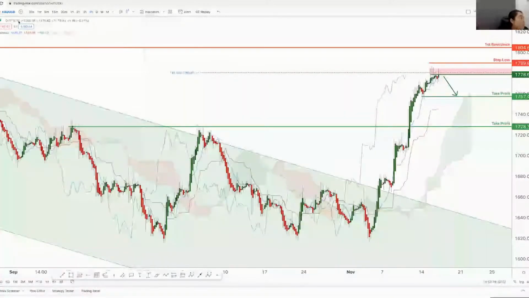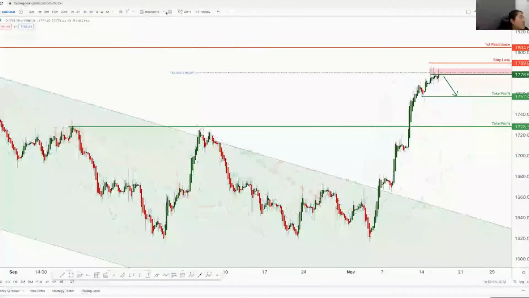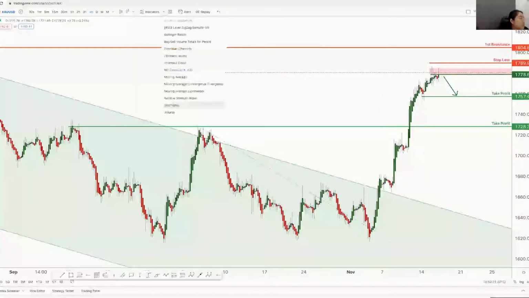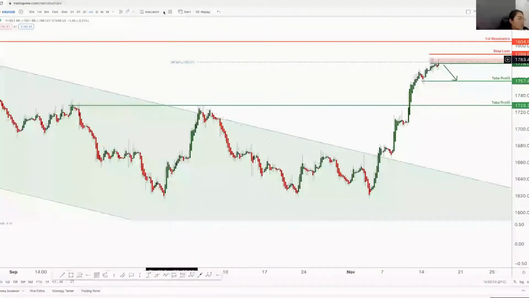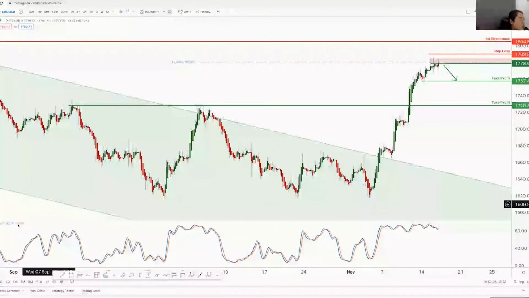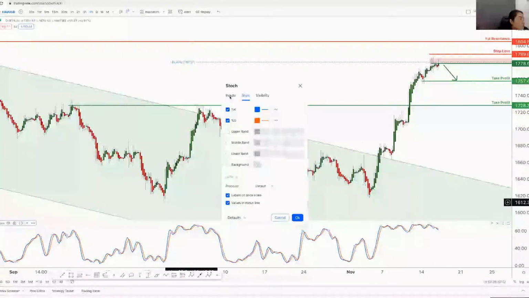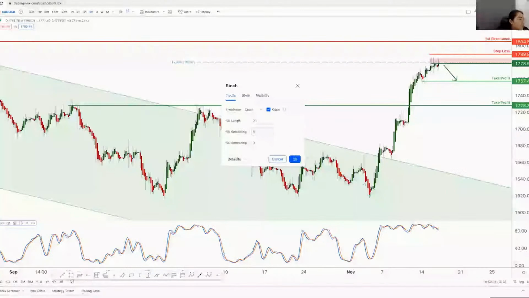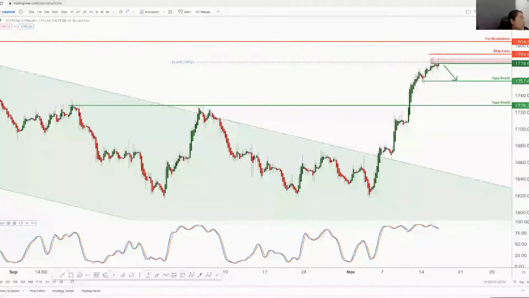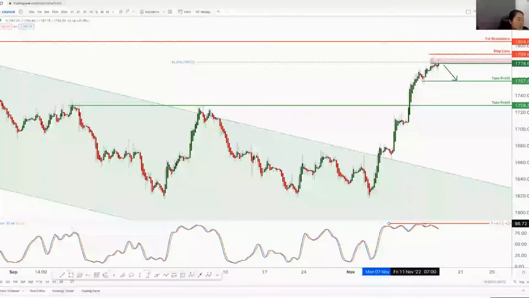No, Ichimoku is not agreeing. Stochastics, okay, we can use stochastics. Stochastics is kind of agreeing. Okay, guys, I'm going to run through again why I think it's a sell.